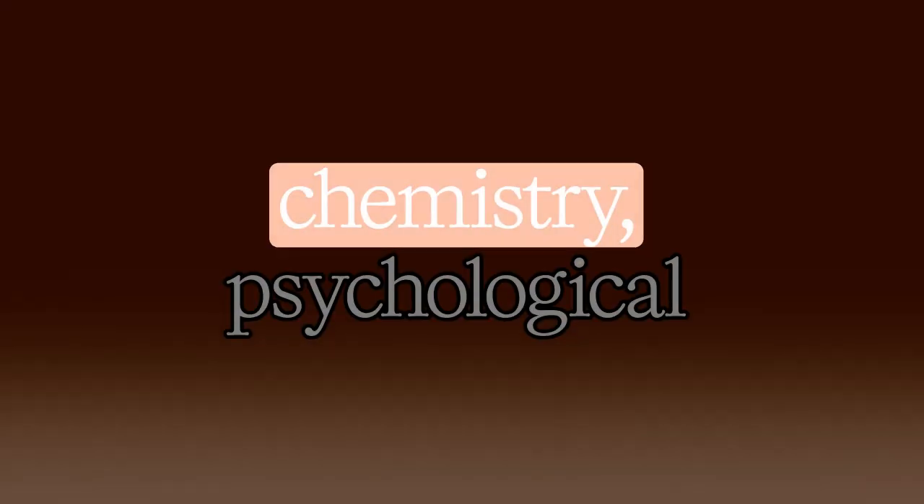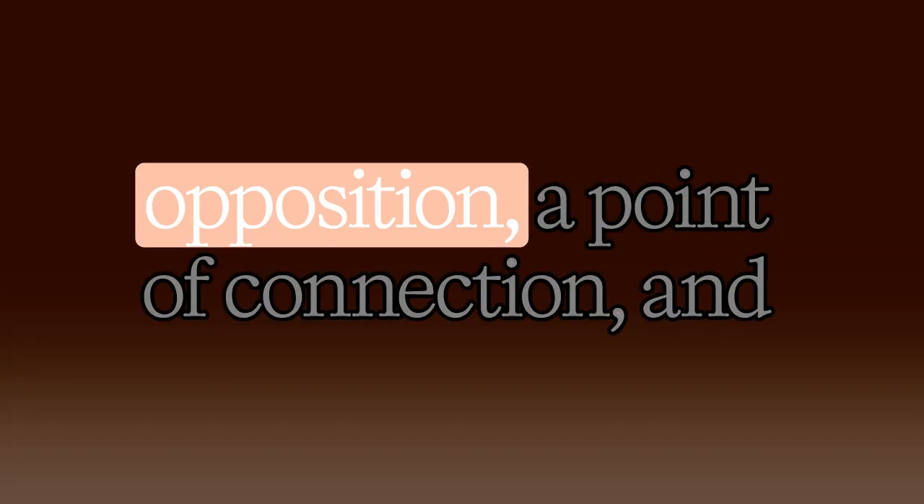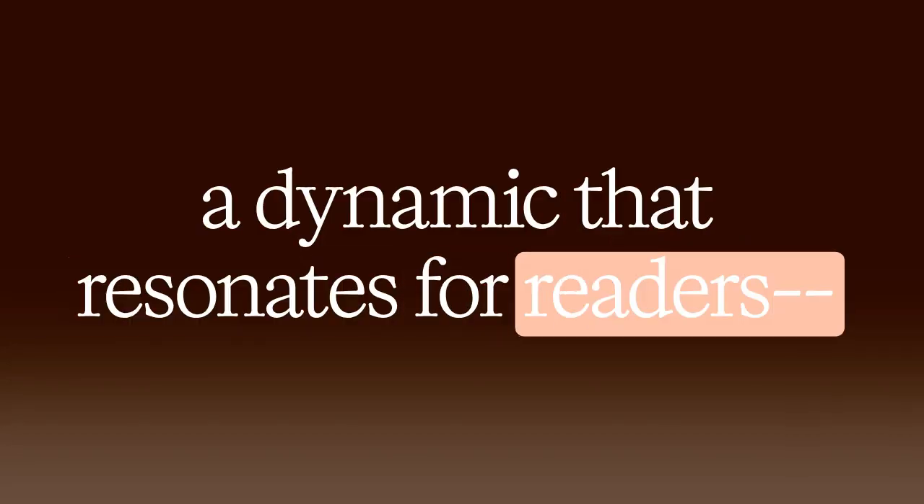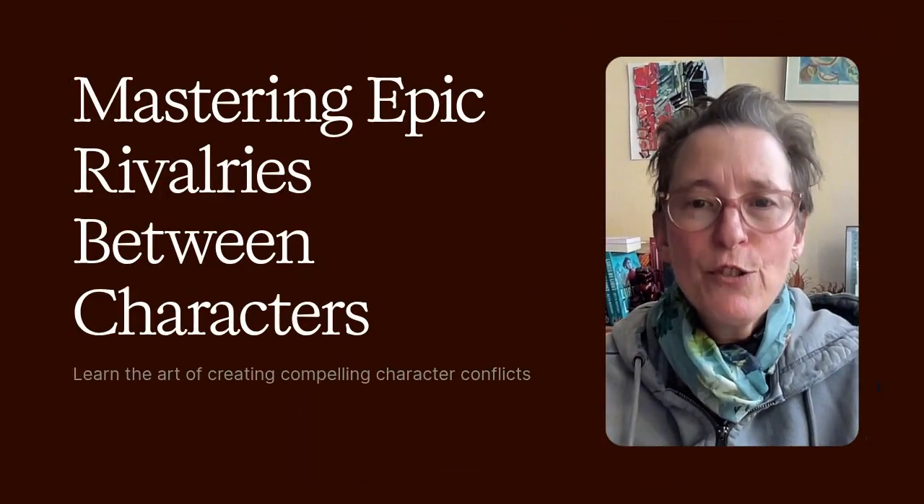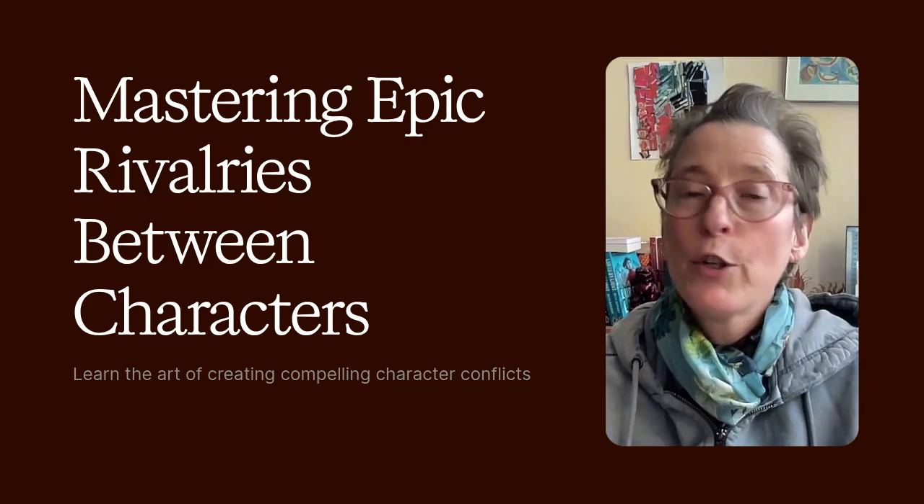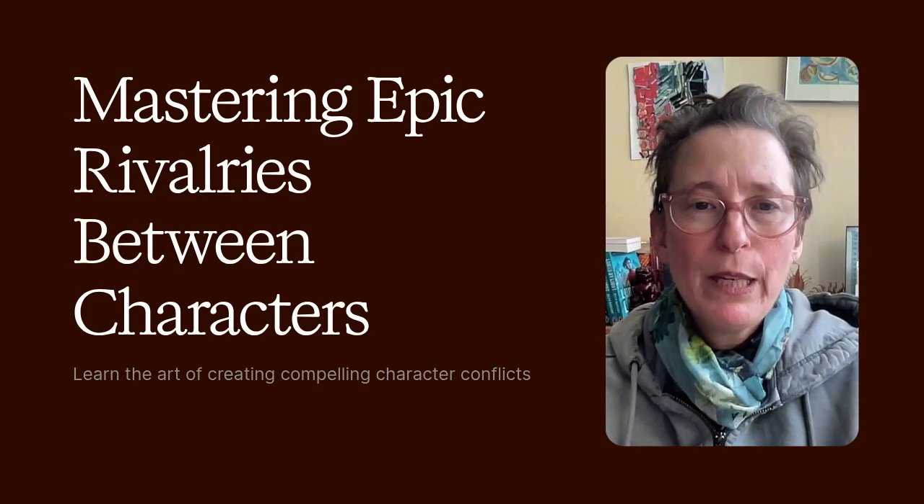4 layers of epic rivalry. When your hero's relationship with your villain contains these 4 layers, chemistry, psychological opposition, a point of connection, and a dynamic that resonates for readers, every conflict in your story becomes meaningful, more emotionally charged, and more likely to trigger character revelations.